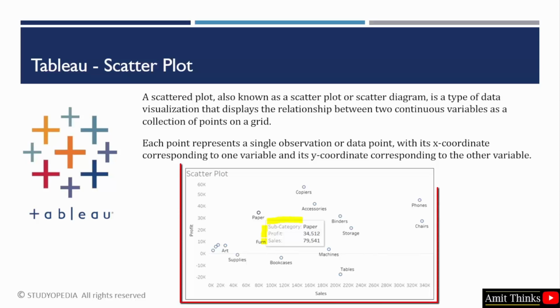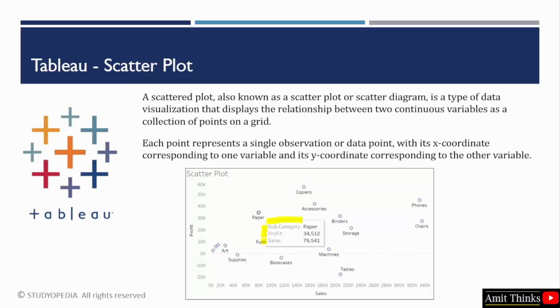Okay, so you can see the image here. Here some points are visible. Each point represents a data point or an observation. The x coordinate corresponds to one variable and its y coordinate corresponds to the other variable. When you keep the mouse cursor, you will be able to see the tooltip as for subcategory. That is, we will visualize the relationship between sales and profit for different subcategories of products. Profit and sales are also visible, right?